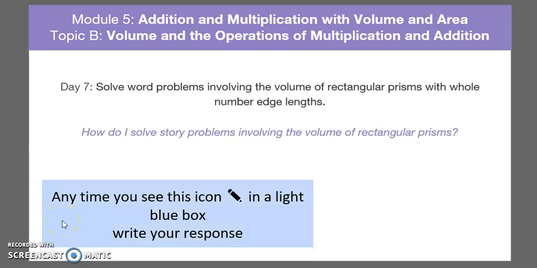Welcome. My name is Mr. Sunari, and today's lesson we will be discussing how do I solve story problems involving the volume of rectangular prisms.